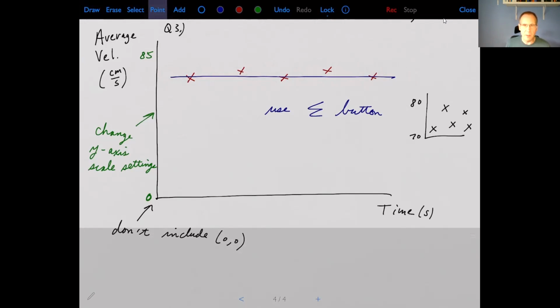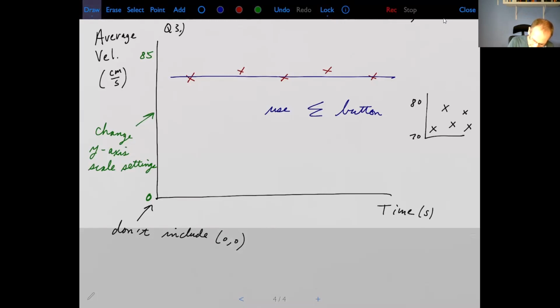Remember, the first graph was position versus time and it was linear. That also told you that the slope, which was the average velocity, is constant. So they're telling you the same things. And actually, what you should find is that this average, when you use the sigma button, should be similar to your slope from the first graph, because they both represent the fact that the cart is moving at constant velocity.